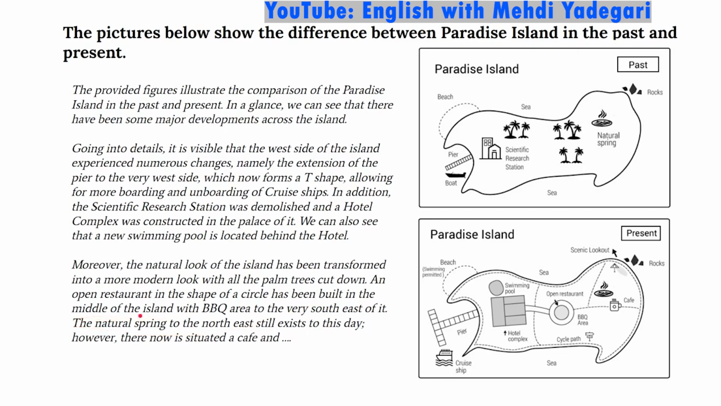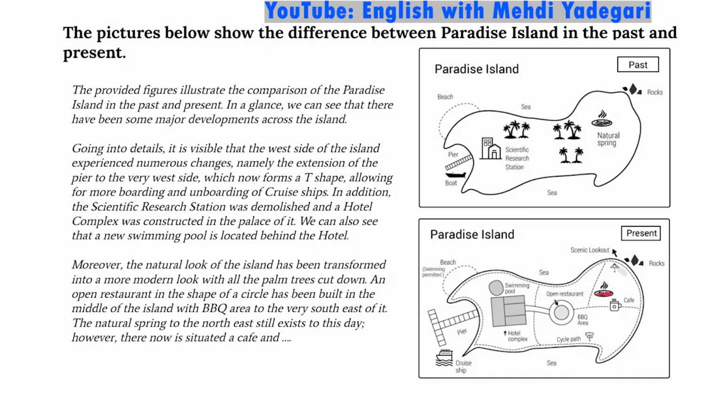This is the spatial language we have used, with a barbecue area to the very south of it. So to the very southeast of it. This is the barbecue area here to the southeast of the open restaurant. The natural spring to the northeast still exists to this day. However, there now is situated a cafe and the rest. So this is like an incomplete writing.